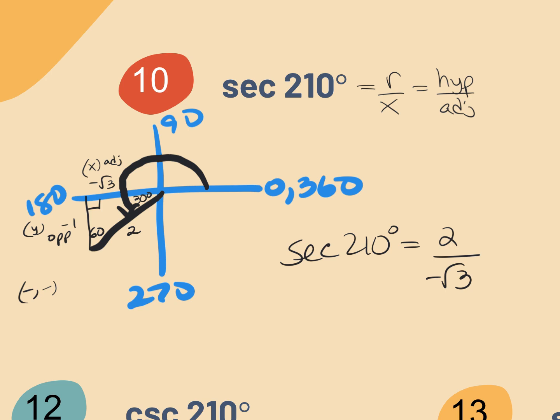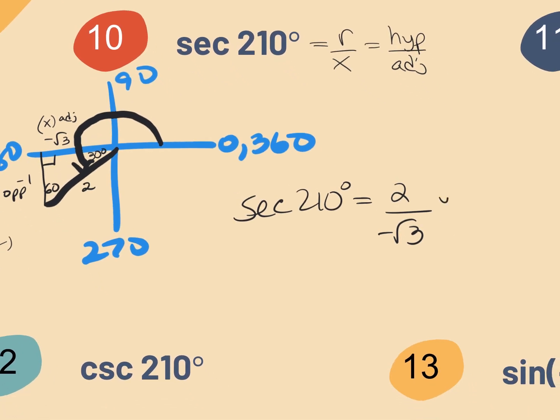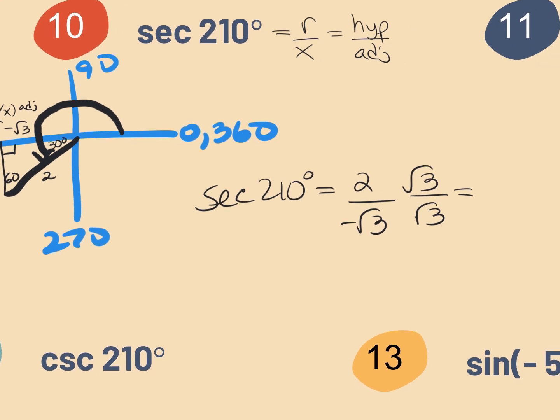I can't leave it like that. I have to rationalize. Multiply top and bottom by square root 3. And then I get 2 square root 3 over 3, or negative 3. And then if you want to just pull the negative sign out front of the fraction, you can. So secant of 210 is negative 2 times the square root of 3 over 3.